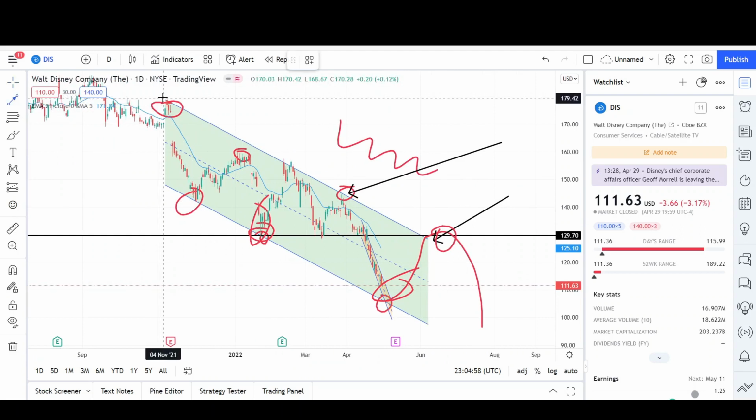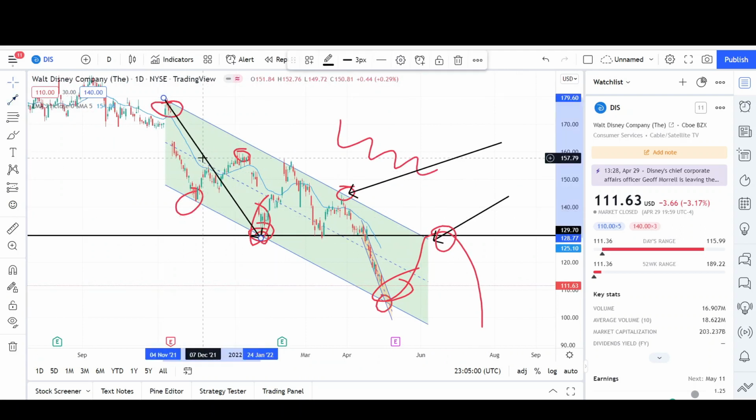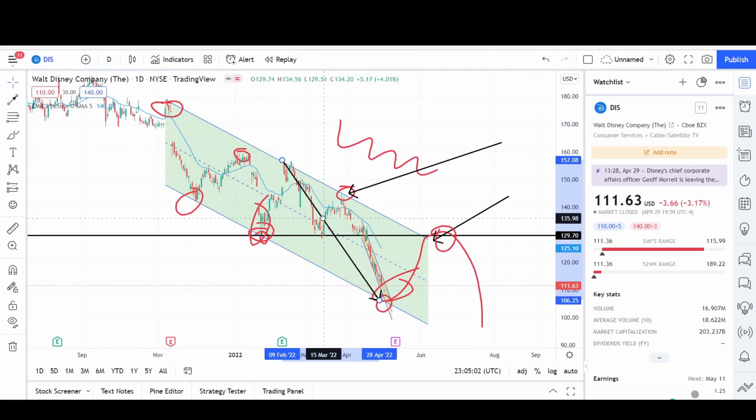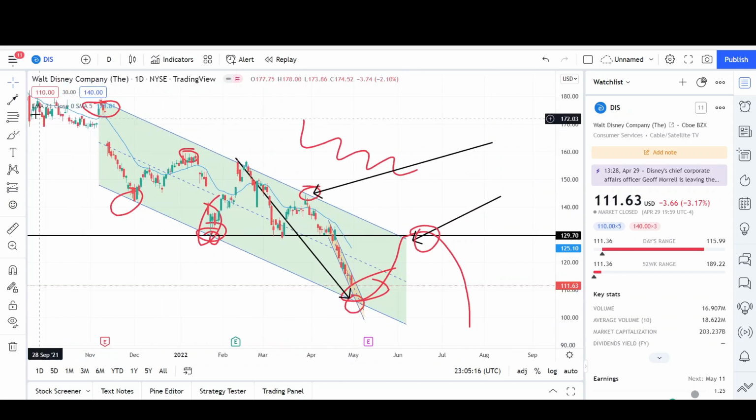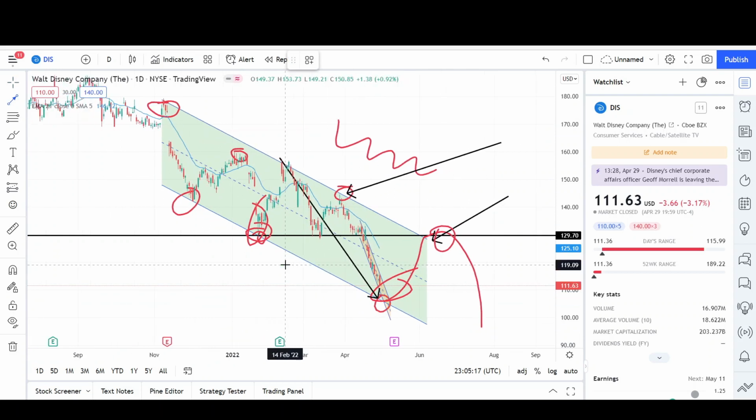If I connect the swings right here and I drag it over, you can see that this measure move target, which is an accurate tool to use to find targets, is right at the 107 level. And we're almost there, right before earnings, not a coincidence, and right at support where we should be expecting a bounce.